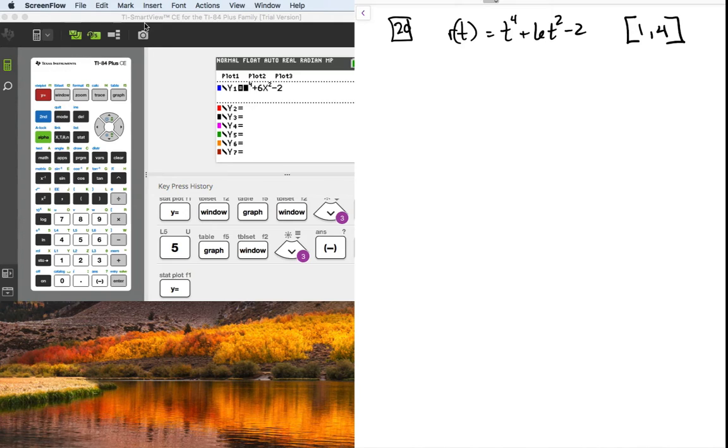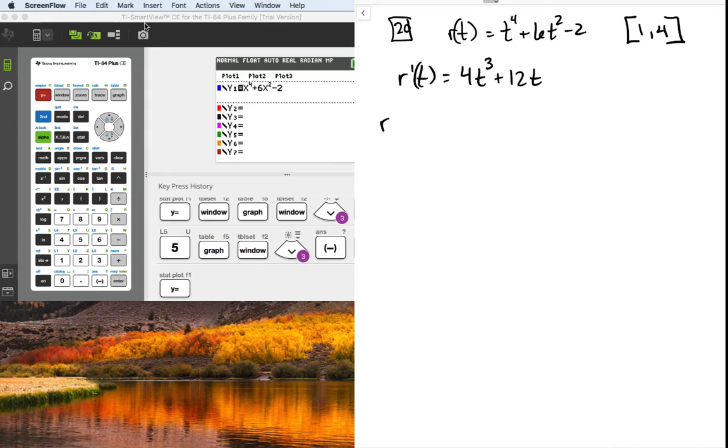But to find that tangent line, I first need to find the derivative of this function, which is 4t cubed plus 12t. And that's it. So I want to find out where it's 0.